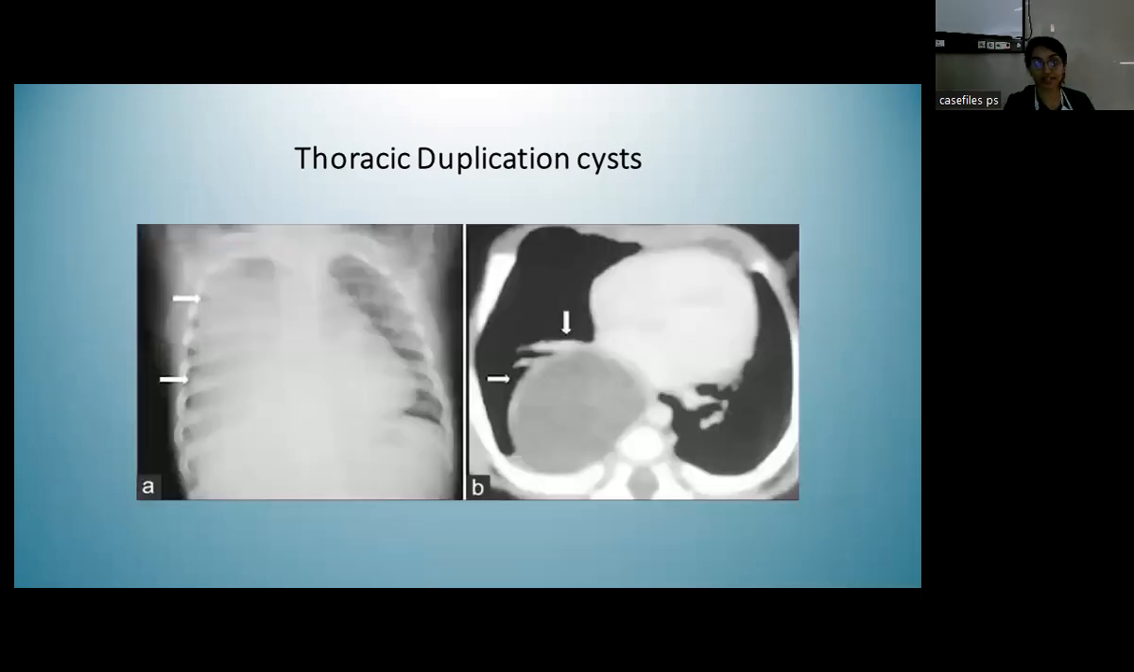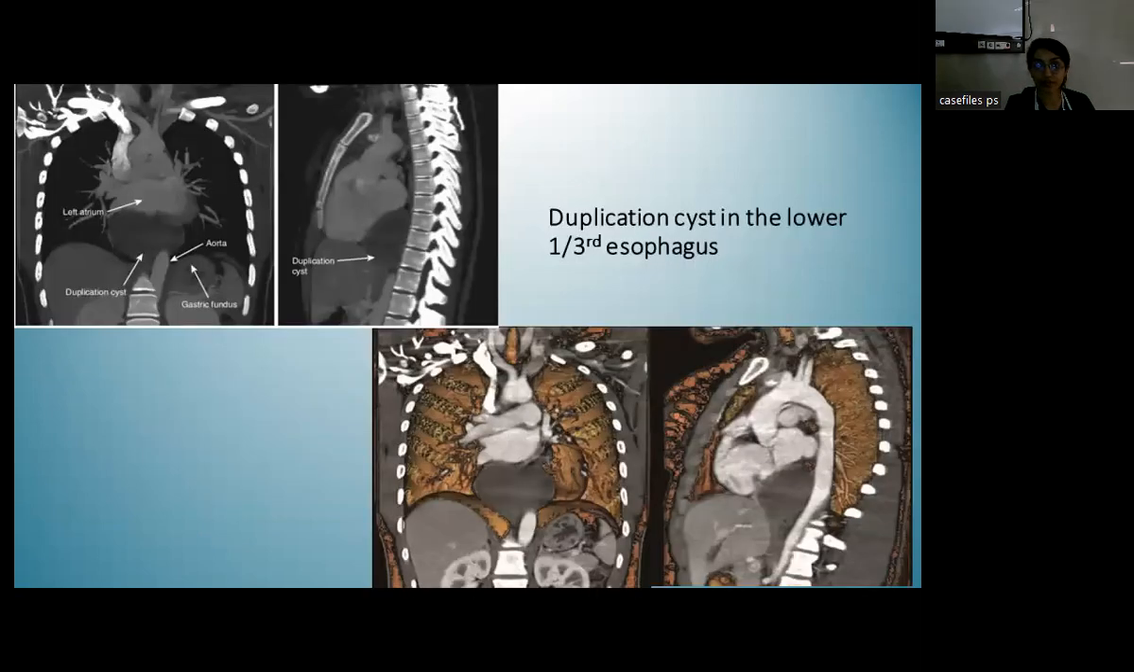This is the X-ray and the CT picture of a thoracic duplication cyst. And this is another one which is present in the lower one third of the esophagus. It is a thoracoabdominal one, which is also extending into the abdomen, as we can see.